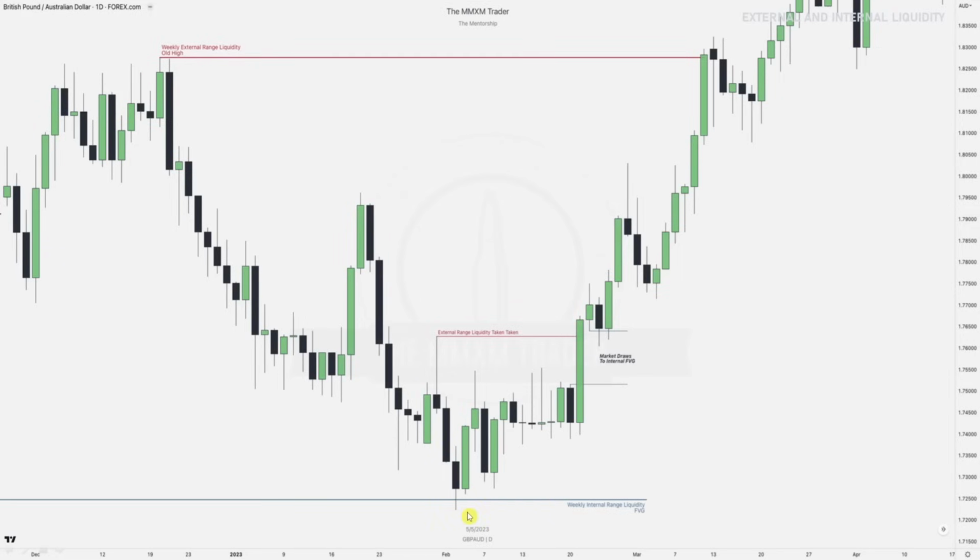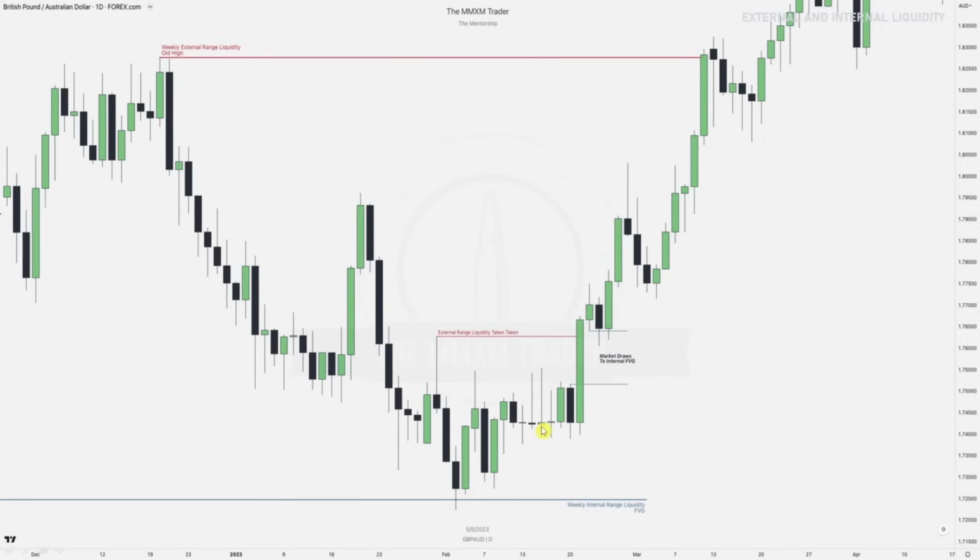Now we've hit that internal range liquidity going into a market maker buy model, right? This is the sell side of the curve over here. Then we're going into the buy side of the curve over here because we hit a higher time frame discount array, right? It's a fair value gap. So now we're going to reach for external range liquidity. And the first external range liquidity, which is very obvious, is this long wick here, right?